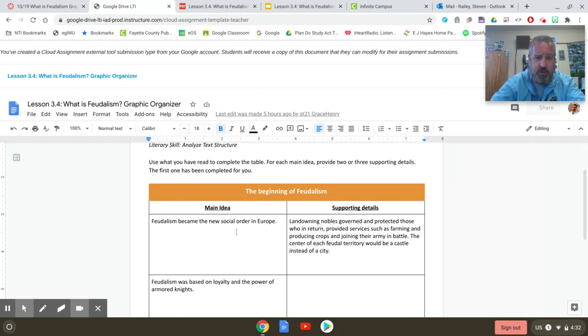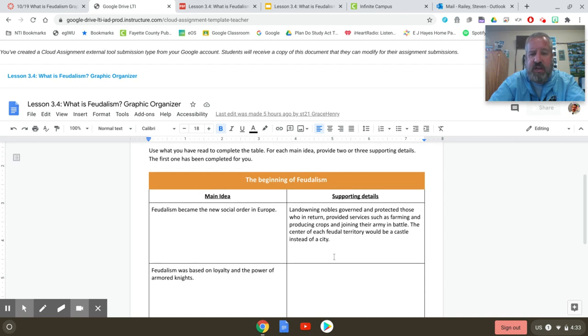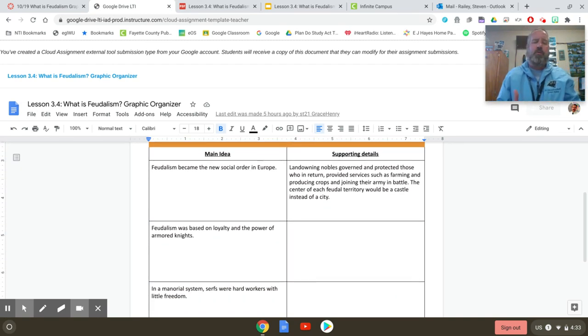So feudalism becomes the new social order in Europe. That is our main idea. What we have to do is provide evidence, usually 2 or 3 sentences. To support this main idea, we put down that landowning nobles governed and protected those who in return provided services such as farming, producing crops, and joining the army in battle. The center of the feudal territory would be the castle instead of a city. These feudal manors worked a lot like a small town, providing almost all the things they needed within that one little unit. Almost everything they needed was provided right from their manor.